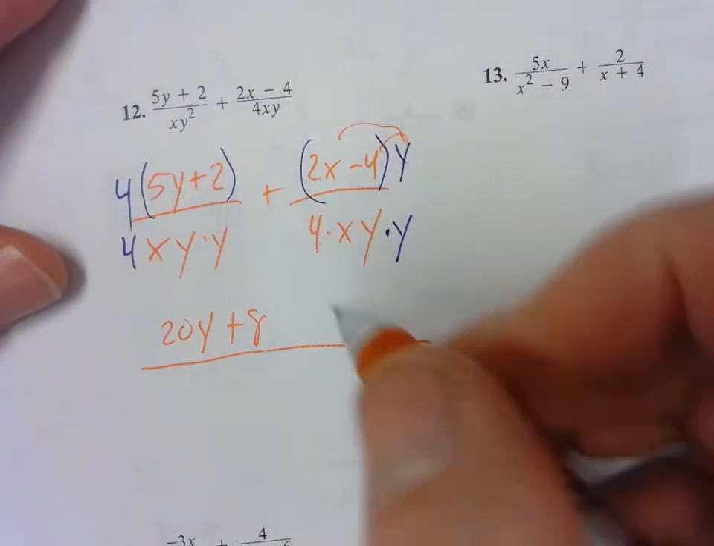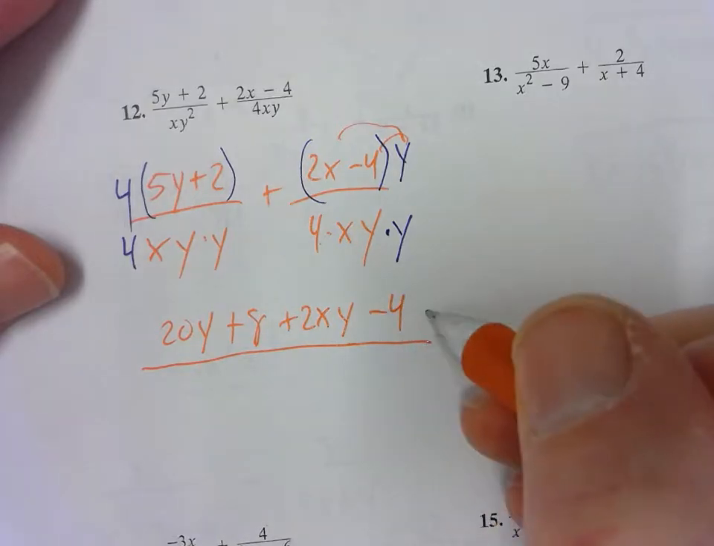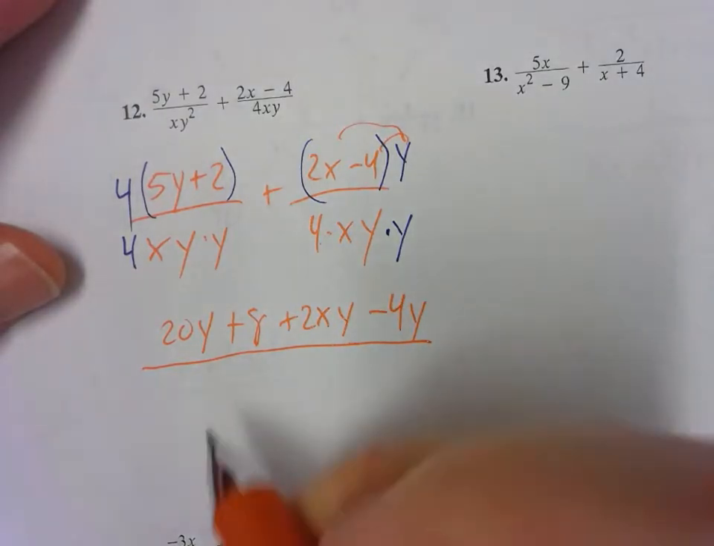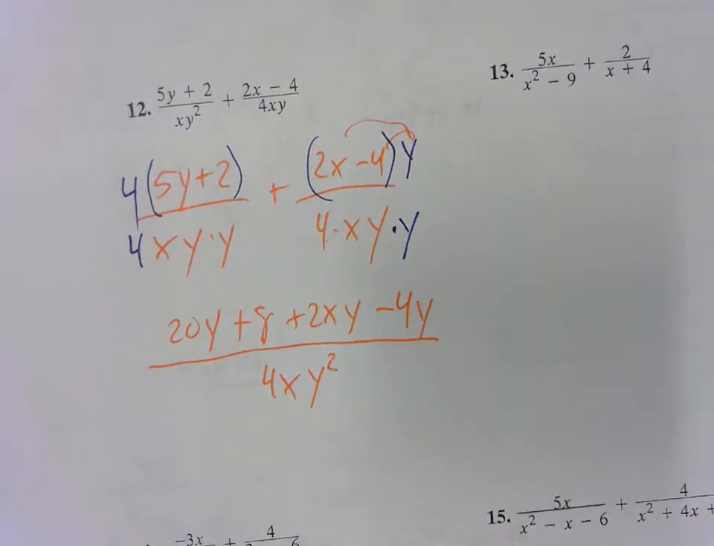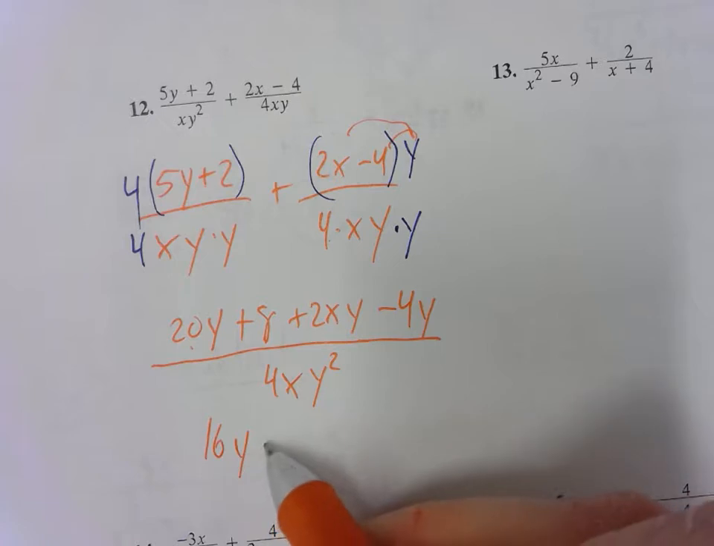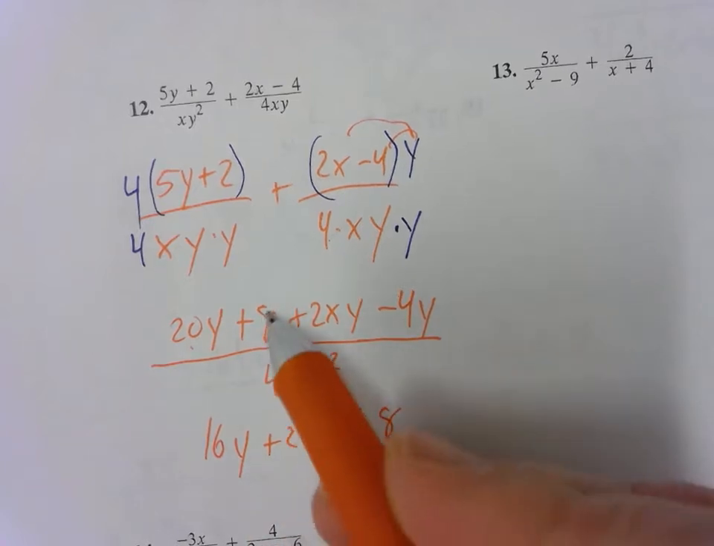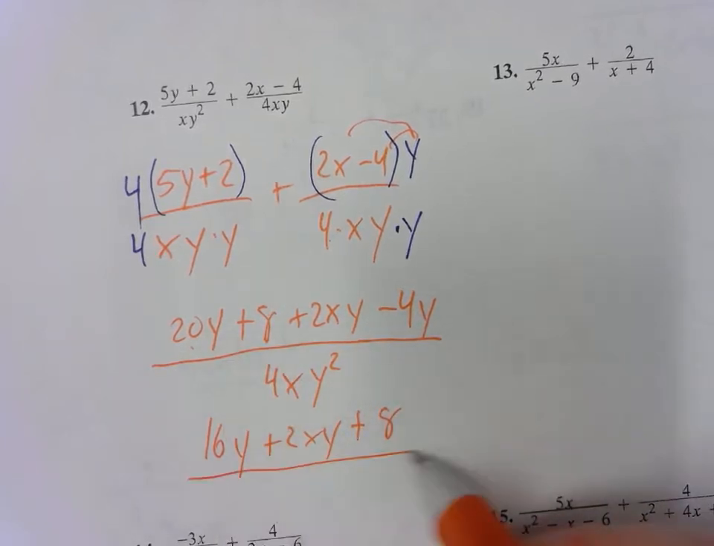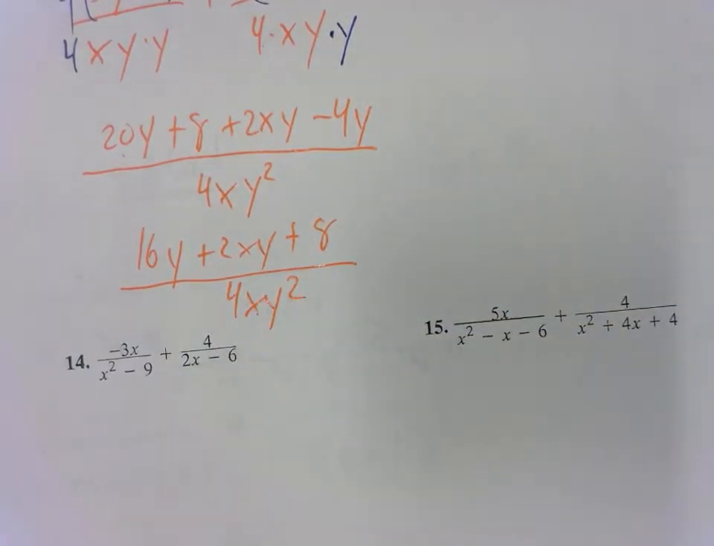Distribute the y through, plus 2y x minus 4y over the common denominator 4x, and then y times y is y squared. Now I can put together the like terms. So the y's go together, so I get 16y plus 2xy plus 8 over 4xy squared. Okay, that's correct.